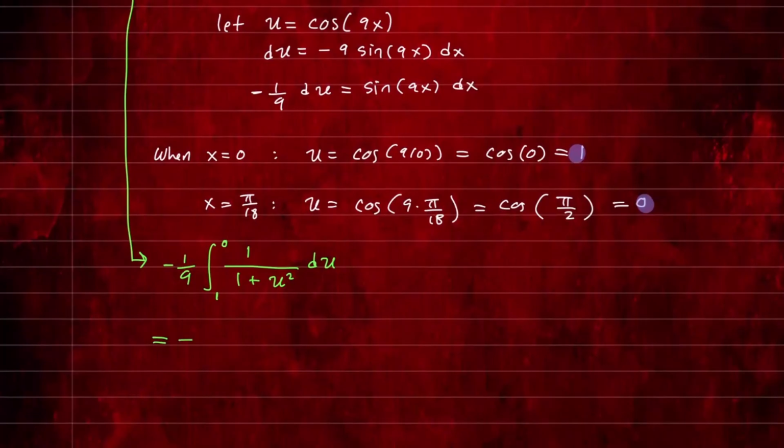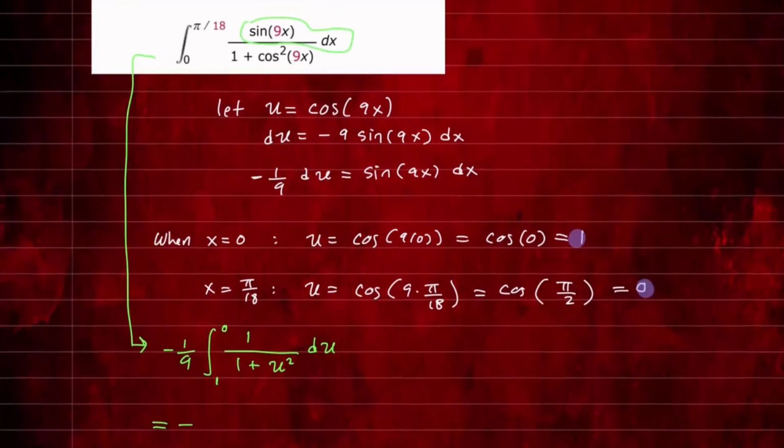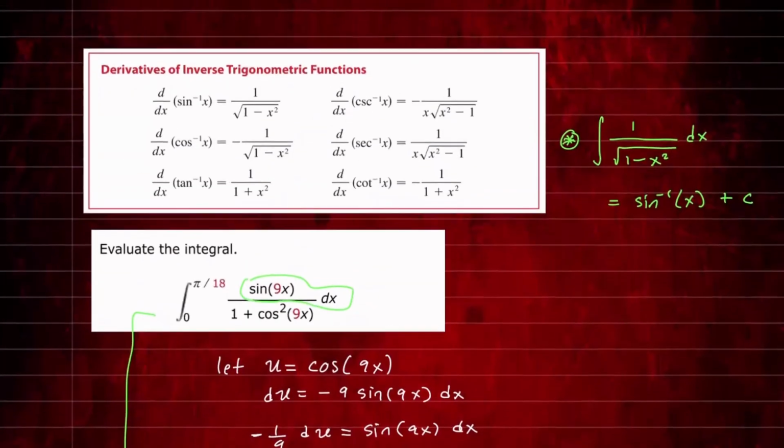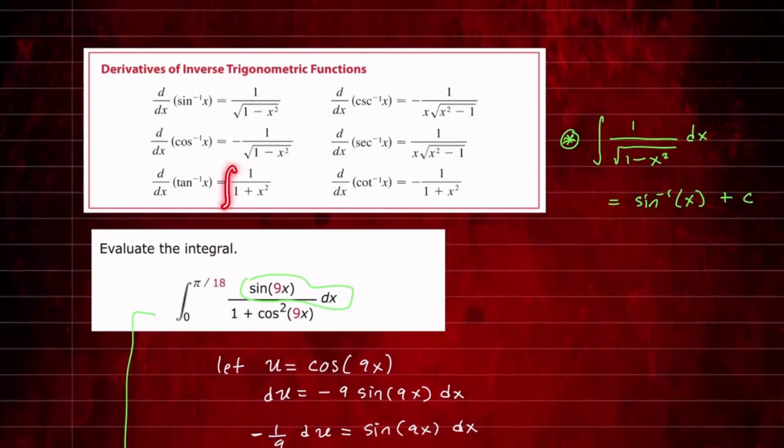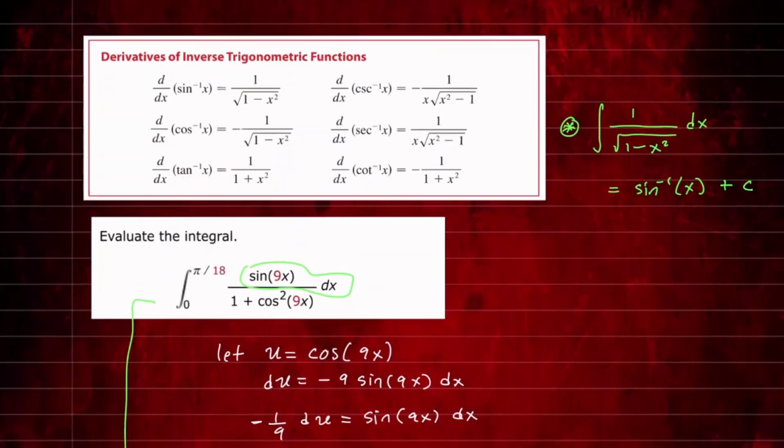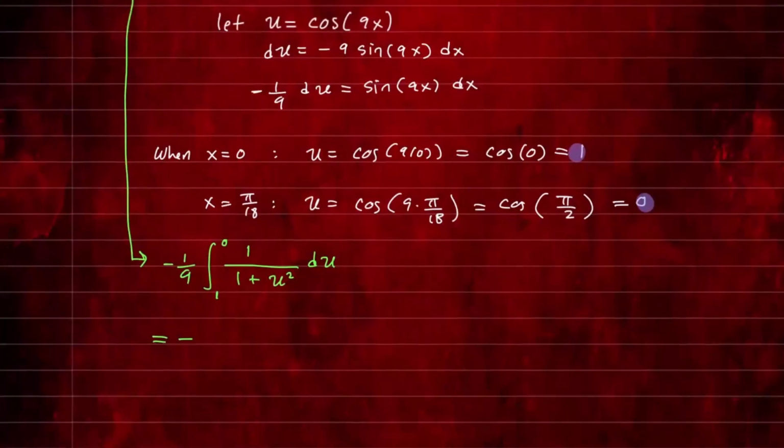So this integral, as you can see, is in the form that we mentioned right here. Looking at number 3, if you integrate this side with respect to x, we know it's going to give us tangent inverse of x plus c, because it would be an indefinite integral. This is a definite integral, so we'll have to evaluate from 1 to 0. So this will be negative 1 over 9. And we know this is tangent inverse of u, not x, evaluated from 1 to 0. So that's how you use the formula.